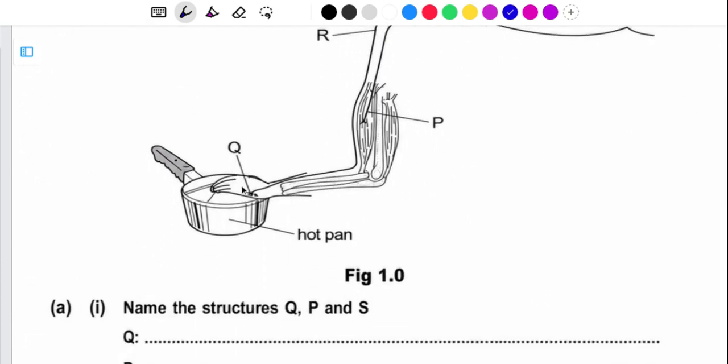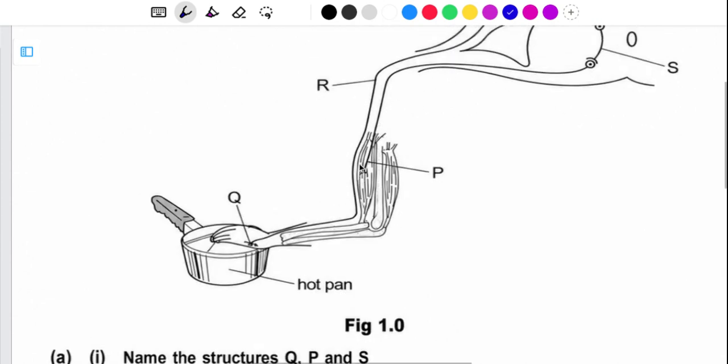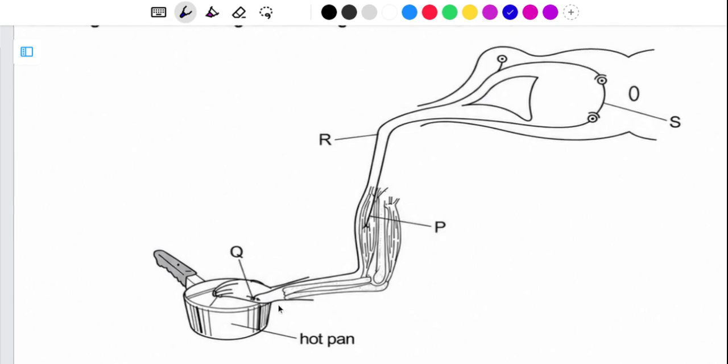Alright, so here there is a hot pan, and as you can see, this diagram is showing how the impulse is traveling from one region to another. So you have to understand that this is the hot pan, and when you place your hand on the hot pan, the hand has what we call the receptors. These receptors are able to sense the change in temperature. Since the pan is hot, they are going to sense that this pan is hot, and then they are going to send the impulse to the spinal cord.